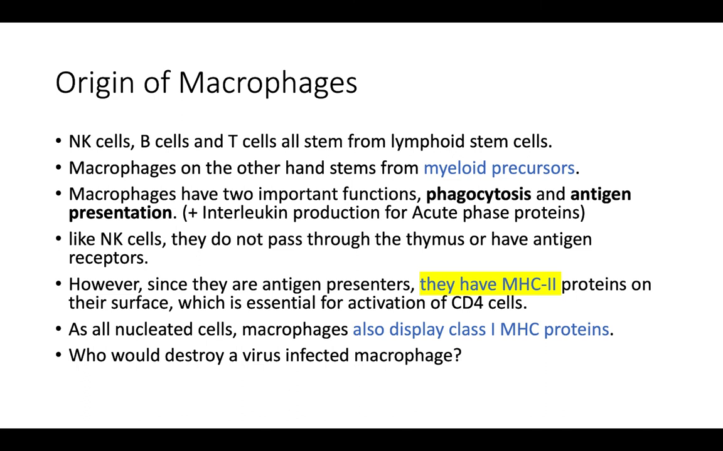Like NK cells, they do not pass through the thymus or have antigen receptors. However, since they are antigen presenters, they have MHC2 on their surface, which is essential for the activation of CD4 cells. And like the rest of the cells, they also have MHC1. So if a macrophage is infected by a virus, who kills it? It would be killed by a CD8 cell, because the CD8 cells will bind to the MHC1 produced on the macrophage's surface.